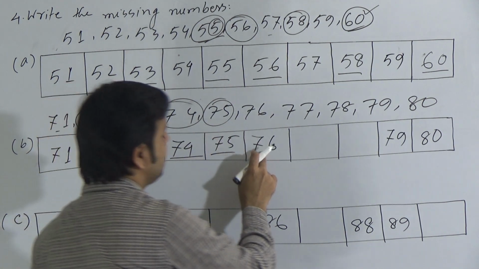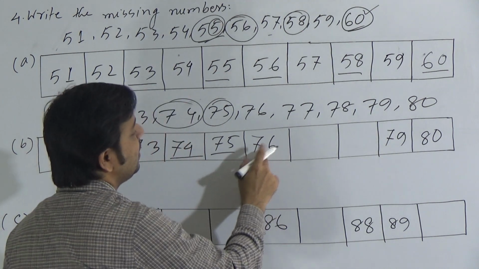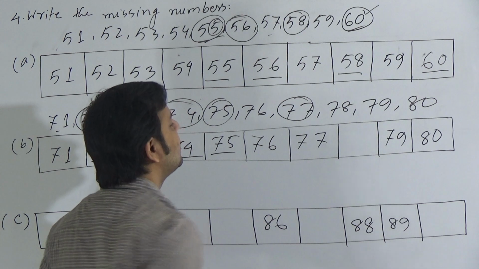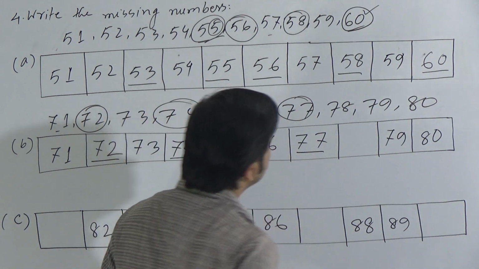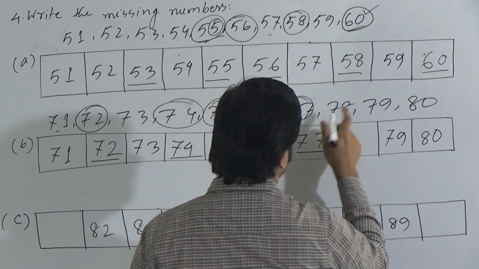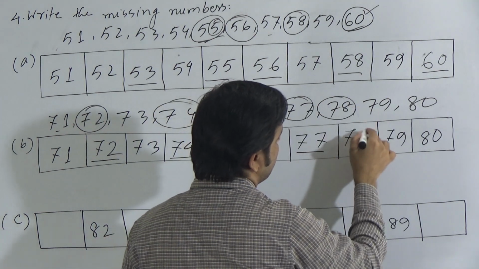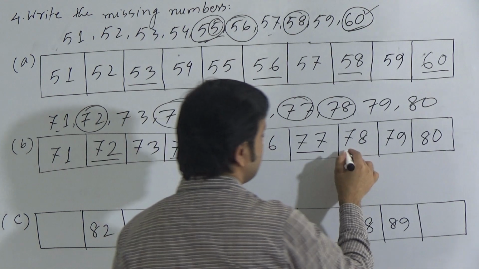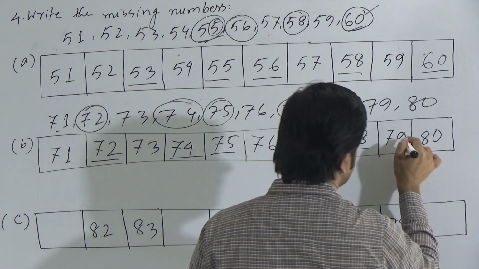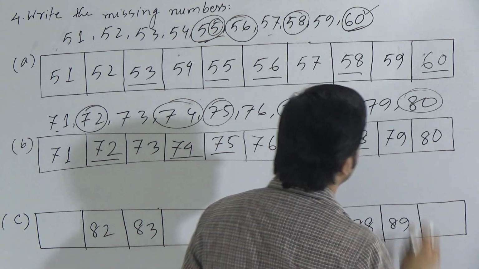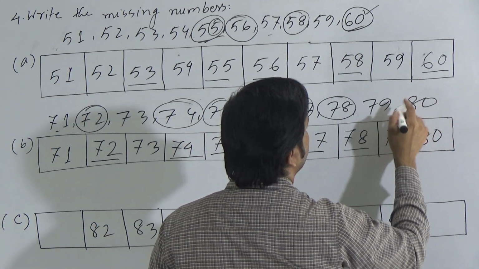Now after 76, here 76 is given. After 76 the number is 77, so we can write here 77. Now after 77 the number is 78, so we can write here 78. Now after 78 the number given is 79, and after 79 the number is 80. This is also given. So we have filled the gaps.